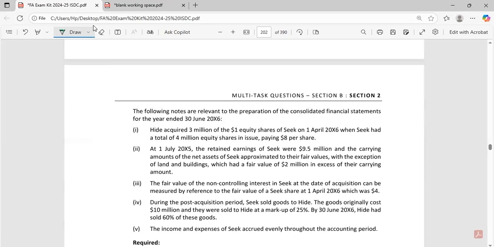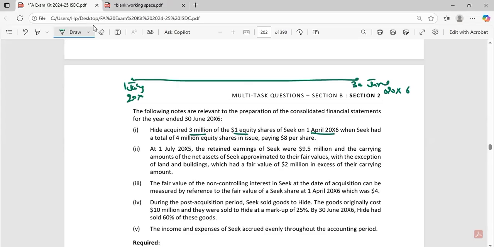Let's start by reading the first note. Hyde acquired 3 million of $1 equity shares of SEEK on 1 April 20x6. So see, this is our timeline. The year end is 30 June 20x6, so the year start would be 1 July 20x5. The acquisition has taken place mid-year, on 1 April 20x6, when SEEK had a total of 4 million equity shares, paying $8 per share.